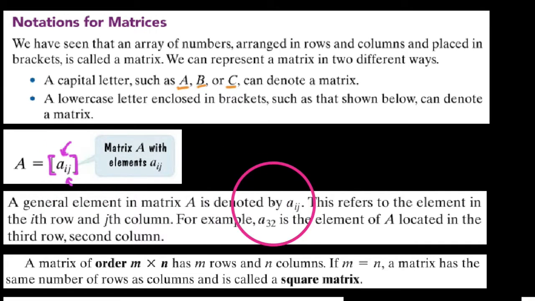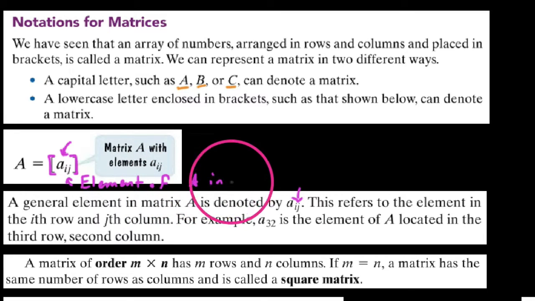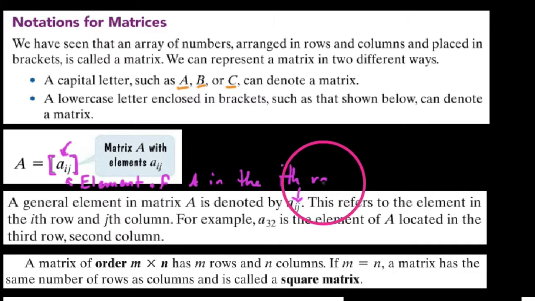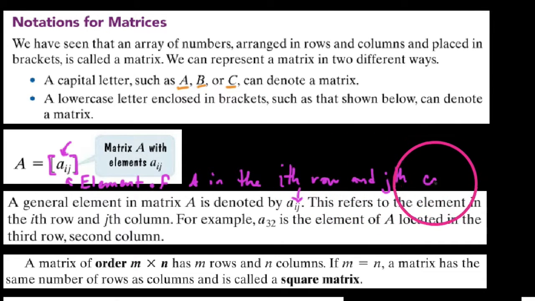So generally speaking, when we talk about a general element in matrix A, denoted with this lowercase letter a, we use this little subscript i and j. And so what this is referring to is the element of A in the ith row and jth column. So we use this ij indication to indicate what row and column you're in.